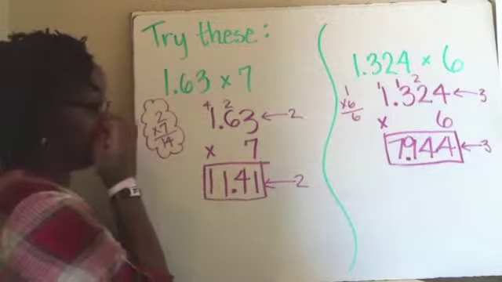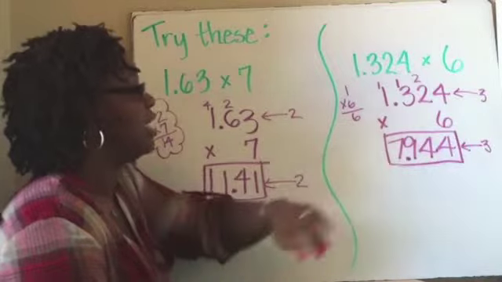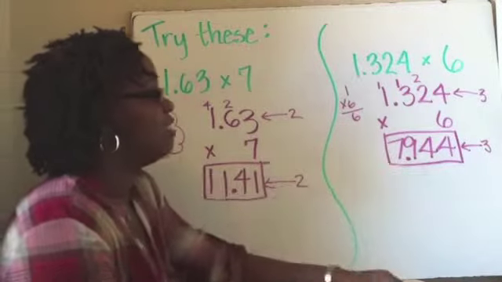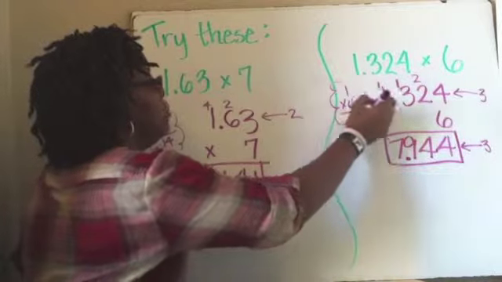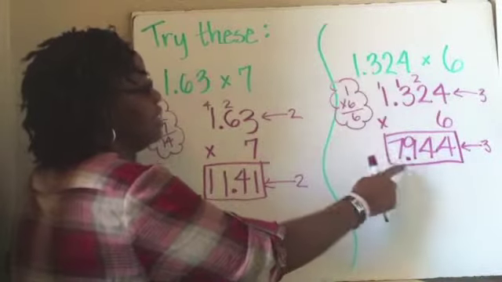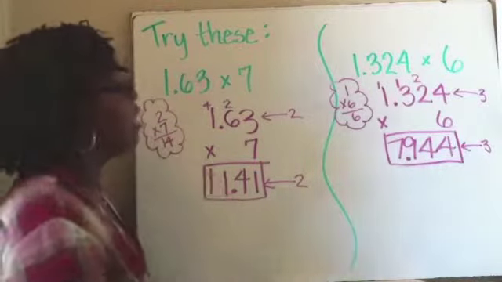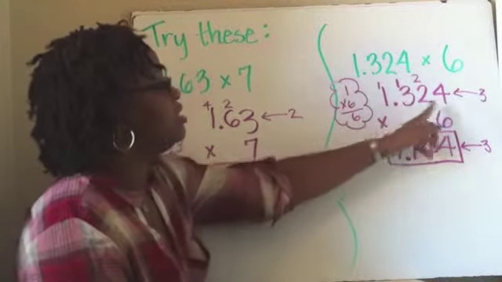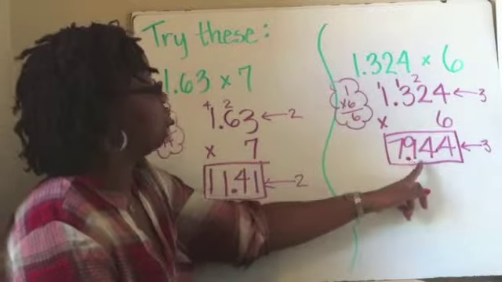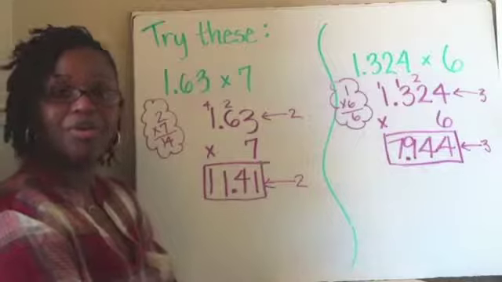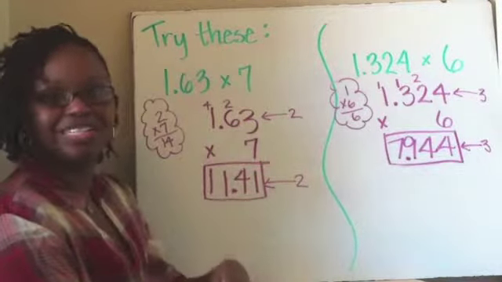Okay? In your second example, 1 324/1000 times 6, I got 7944. If I do my estimation, 1 times 6 gave me 6, so I want to get as close to 6 as I can, and that means my decimal has to be behind the 7. Okay? I can also count decimal places, so 3 numbers behind the decimal in the problem means 3 numbers behind the decimal in our product. Okay? So hopefully those went well for you. Let's move on to the next step.